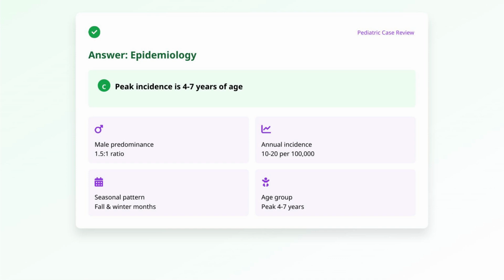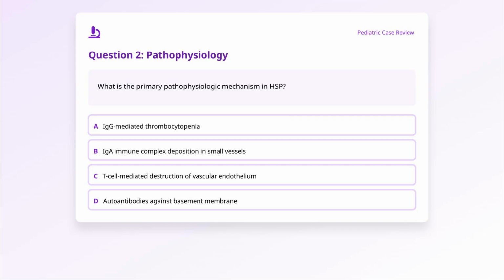The correct answer is C. Henoch Schönlein Purpura has a peak incidence in children aged 4 to 7 years. It shows male predominance with a ratio of approximately 1.5 to 1. The annual incidence is 10 to 20 cases per 100,000 children, and it occurs more frequently during fall and winter months. What is the primary pathophysiologic mechanism in Henoch Schönlein Purpura?